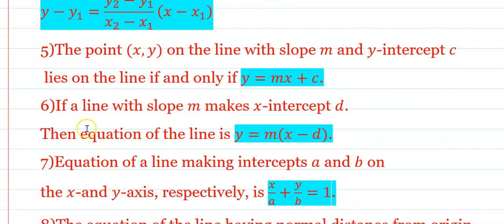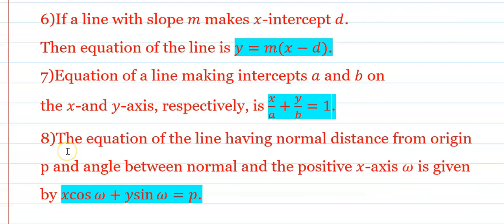Now the next formula: the point (x, y) on the line with slope m and y-intercept c lies on the line if and only if y equals mx plus c. If a line with slope m makes x-intercept d, then the equation of the line is y equals m(x minus d). Equation of a line making intercepts a and b on the x-axis and y-axis respectively is x upon a plus y upon b equals 1.